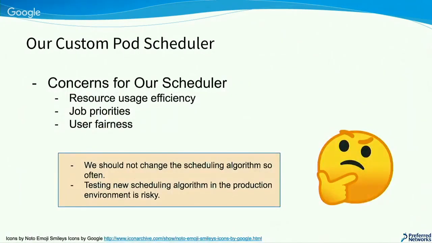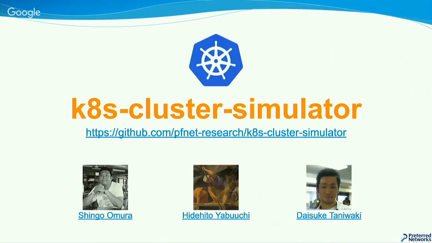Because we have the on-premise cluster, we want to use it very efficiently, but we still need to take care of job priorities and user fairness. So we are developing our own pod scheduler. However, it's really hard to test the pod scheduler without actually deploying it to the production site, because we don't want to disturb currently running jobs. So we started to develop Kubernetes cluster simulator.